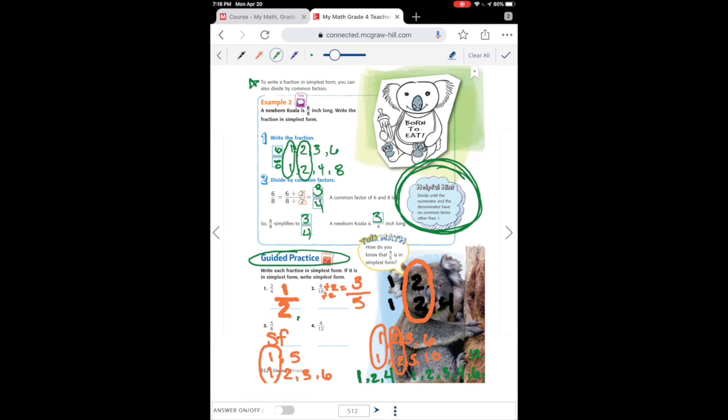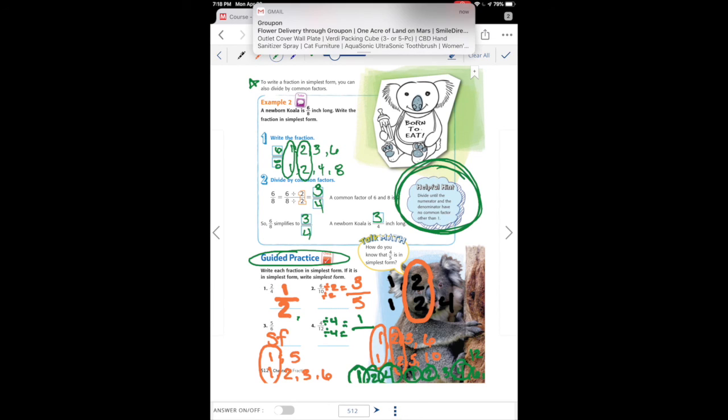So now, what factors do they have in common? They both have 1, they both have 2, and they both have 4. So the greatest common factor, the highest number they have in common, is 4. So I need to divide 4 by 4 and 12 by 4. 4 divided by 4, any number divided by itself is always 1. And 12 divided by 4, or I can think about it as 4 times what number gives me 12, and it's 3. So 4/12 in its simplest form is 1/3.